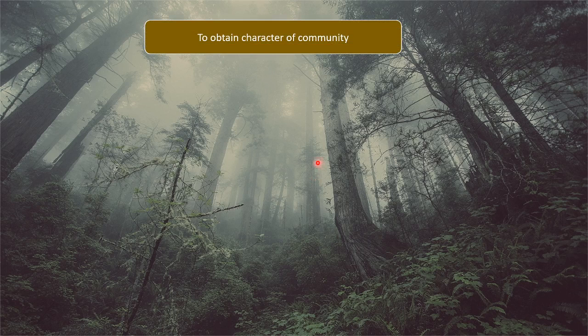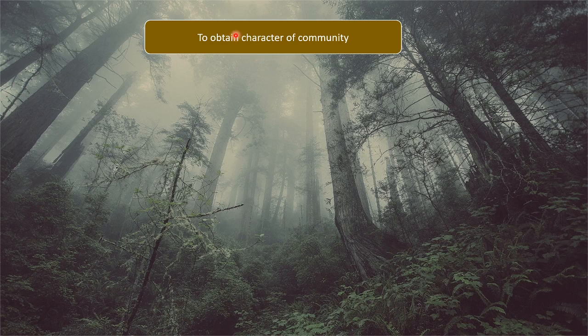So as I told, these methods are used to obtain the characters of community. Now you might be thinking, what are these characters that we are talking about? There are many characters of community, and that is actually a totally separate topic for you, and that I'll be probably taking in the next video, in the next lecture.